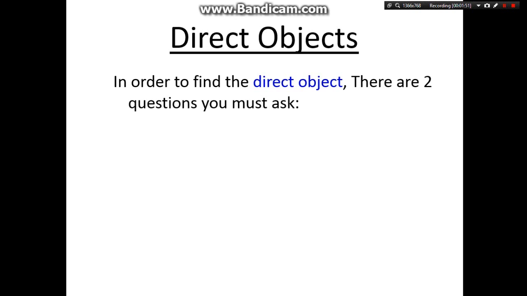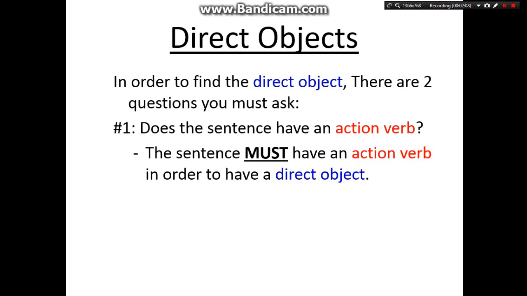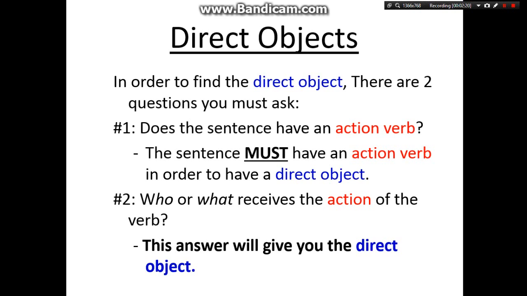Moving right along. And you don't have to take any notes on this slide, so just sit back, listen, and relax. In order to find the direct object, there are 2 questions you must always, always, always ask. I don't get to say always that much, do I? Number 1, does the sentence have an action verb? If there is no action verb, there is no direct object. That's what I just said, right? Number 2, who or what receives the action of the verb? So there's not always a direct object, even if there is an action verb, but a lot of times there is. That answer will give you the direct object.